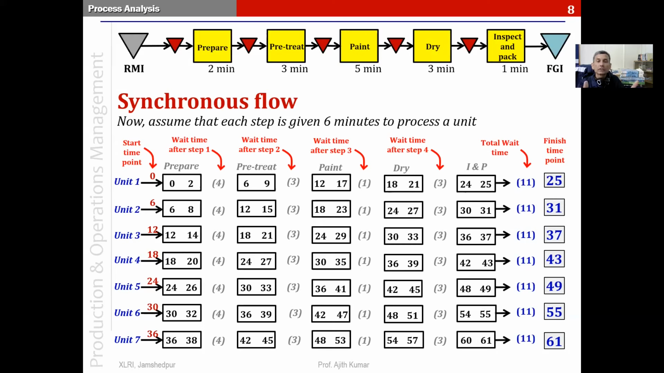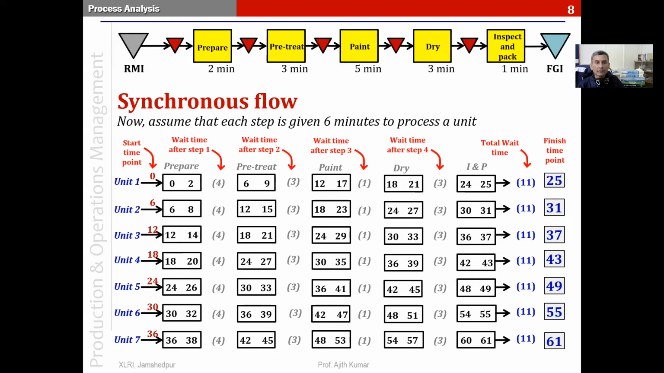We could have chosen a different amount of time. We need not have said every 6 minutes. We could have said every 5.5 minutes as well. And that would have reduced the amount of waiting time in between the two steps. Okay, so in the synchronous flow model, there is no inventory buildup and there is constant waiting time for all units at a given step. So this is the difference between asynchronous flow and synchronous flow.